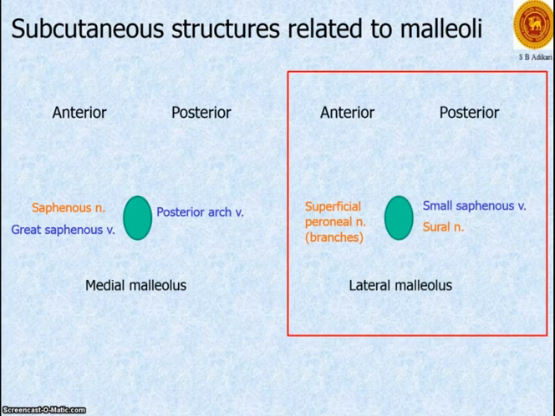When it comes to the lateral malleolus, the superficial peroneal nerve and the branches of the superficial peroneal nerve are related to it anteriorly, and the small saphenous vein and the sural nerve are related to it posteriorly.